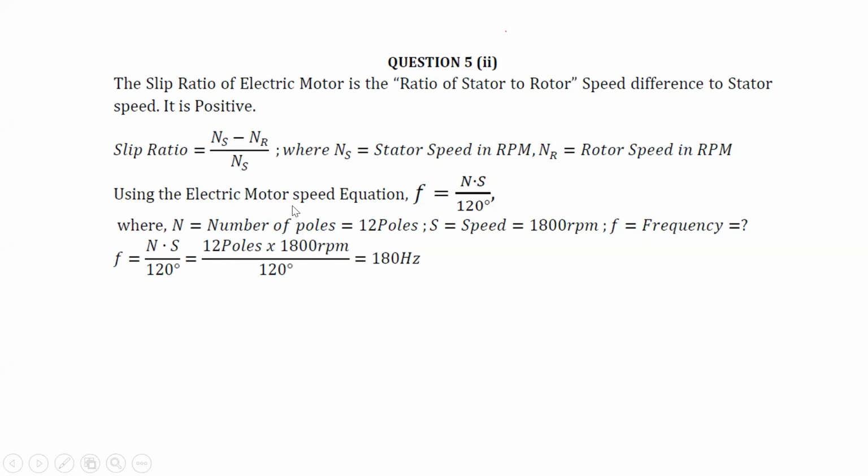Using the electric motor speed equation, F equals ns over 120, and from there we have the number of poles, 12, and the speed, 1,800 RPM. Then our frequency is what we are looking for. We now have 12 poles times 1,800 RPM over 120. So what we have is 180 Hz. So our frequency is 180 Hz.